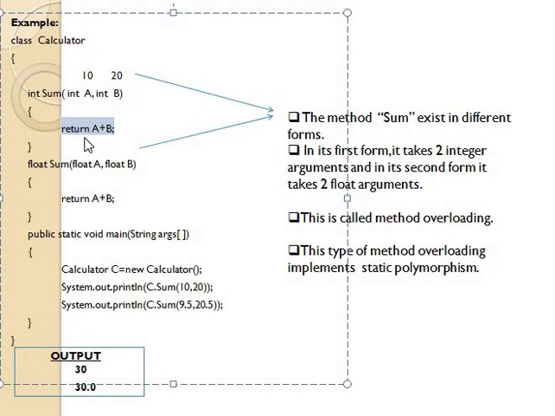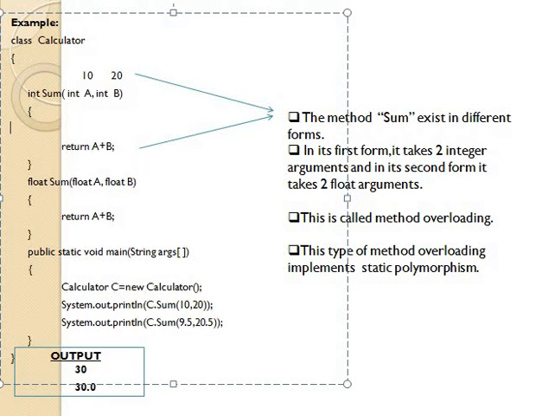So when the action statement return a plus b gets executed, then with a having the value 10 and b having the value 20, the value of a plus b will become 10 plus 20, which is 30. So let me represent the value of a plus b as 30.